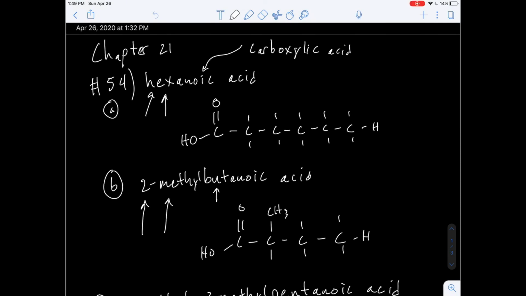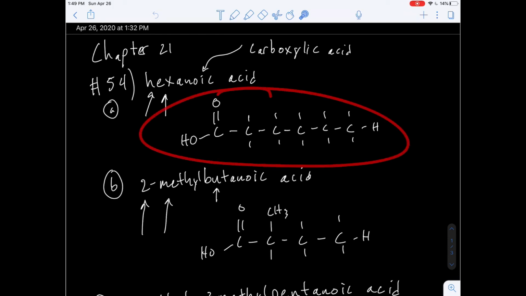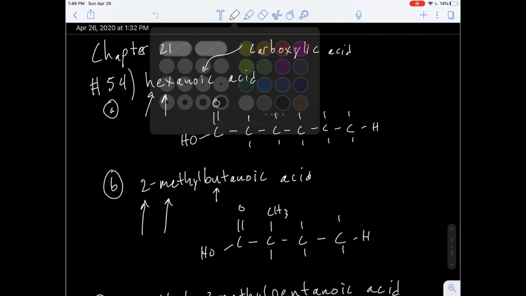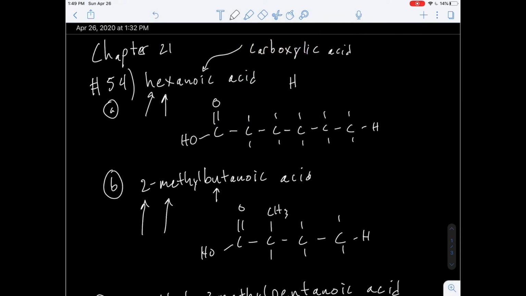Looks like I forgot to do number 56. So 56 says condensed structural formulas for the ones in 54. So to condense these, writing from left to right, the carboxylic acid group is always H, let's see, in this case, since I have it flipped around, HOOC, and then you would just have, let's see, CH2 onward with this chain.